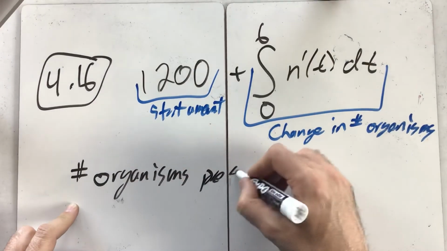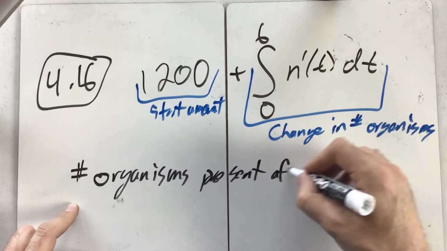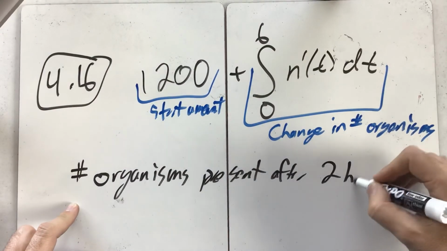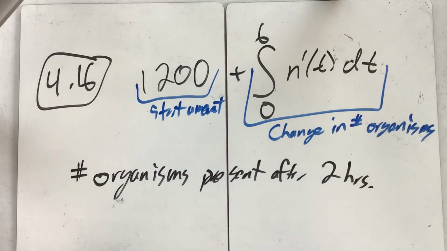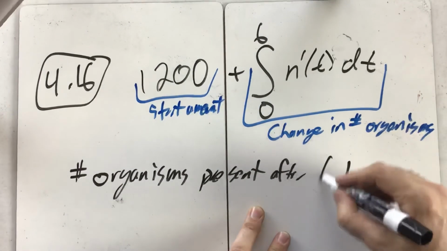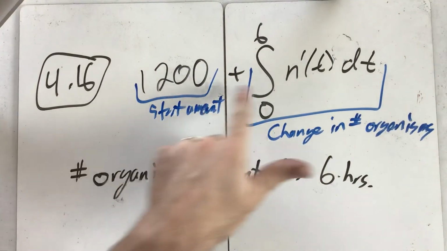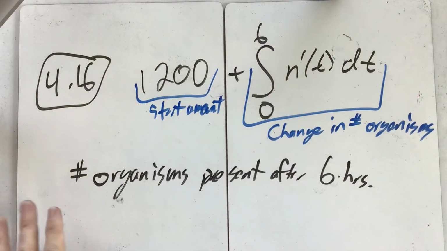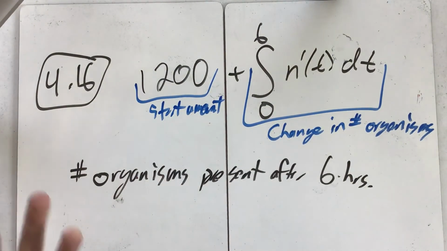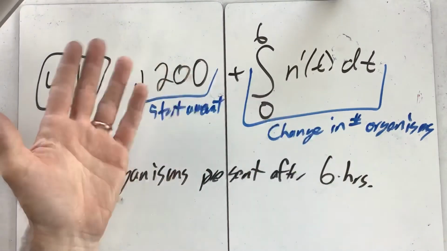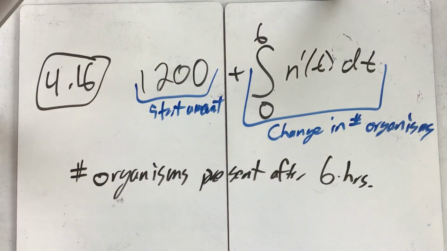present after 2 hours. Was it 2 hours? 6 hours. Sorry, after 6 hours. So this problem is just a really fancy notation to say how many organisms are present 6 hours later. But the good thing is if you have this in terms of an equation, you could calculate it, and this is a number you could come up with.